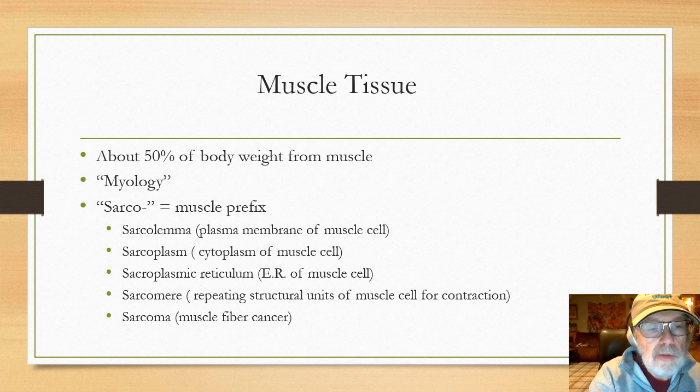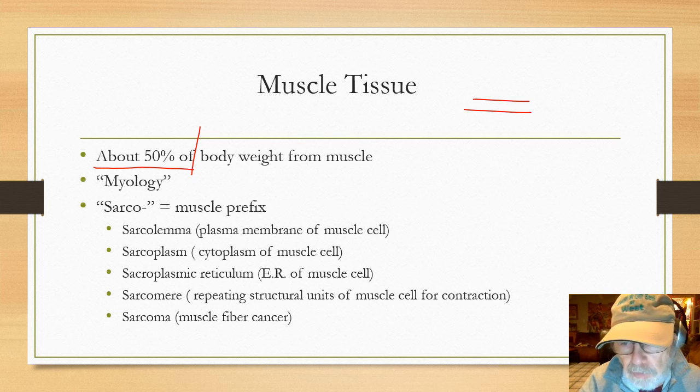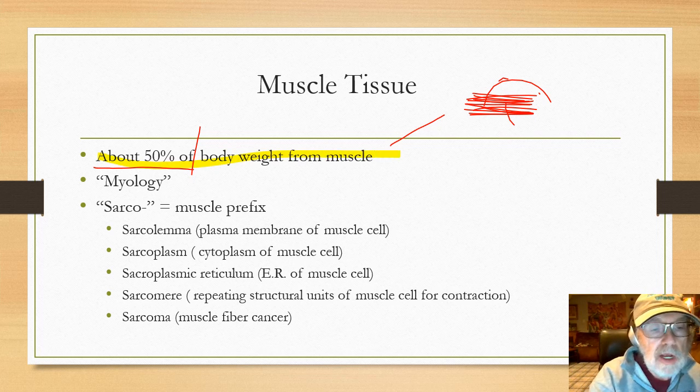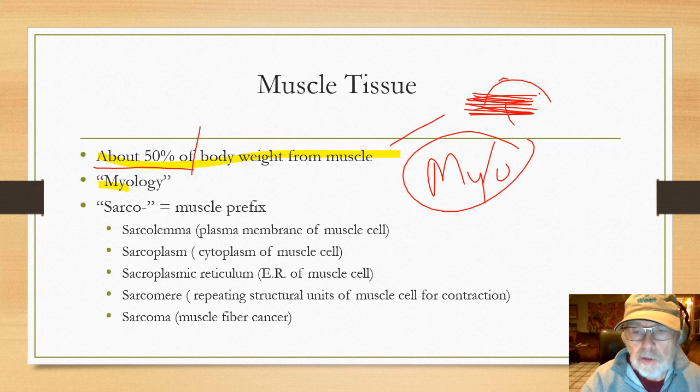Muscle tissue, we talked about this before. Again, about 50% of the body weight is from muscle. Actually, most muscle is all these little myofilaments or myofibrils. They're surrounded by a lot of water. The body is so much muscle, about 50% of the body weight. The study of muscle is called myology, because myo is basically a word root combining form that means muscle.